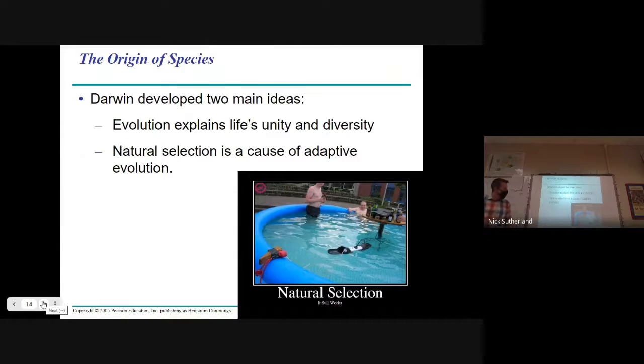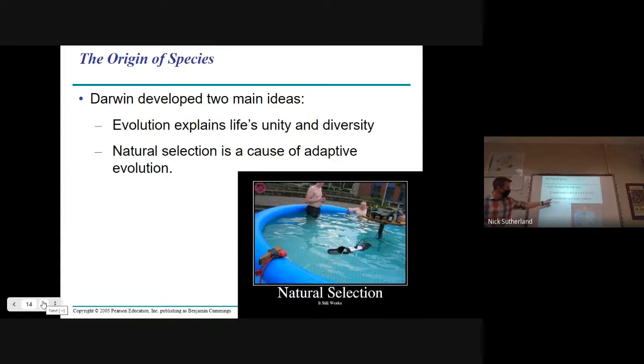Incidentally, evolution is a word that means change over time. Okay. That's all evolution means. It describes a change over time. So he tried to describe a mechanism for this change over time. And this is where he kind of got in trouble with the clergy, with the religious folks.